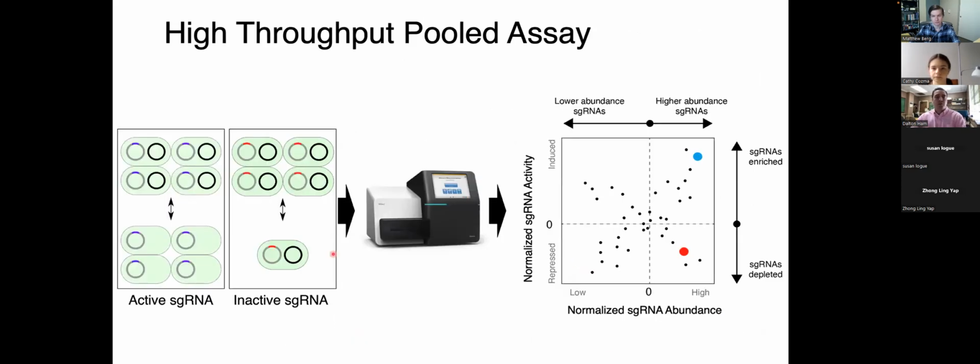We then tested this pool in a similar manner as I described previously. The idea is that, as mentioned, the ones that are cleaving will grow relative to the rest of the pool, and the ones that aren't cleaving won't. From the output of Illumina, we can calculate metrics like we see on the right. One of them is the activity, which is a representation of how enriched or depleted the guide was. So we see the blue guide is being cleaved and therefore it's enriched. The red guide is not cleaving and therefore it's depleted. And we can calculate some metrics with which we can estimate cleavage activity.